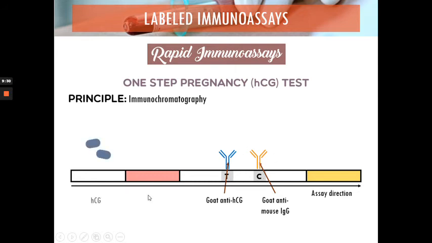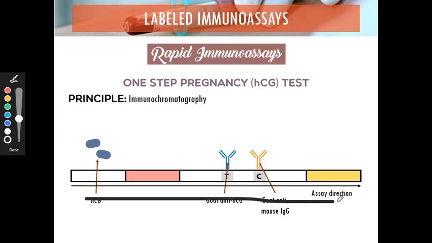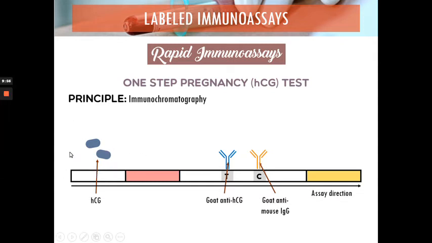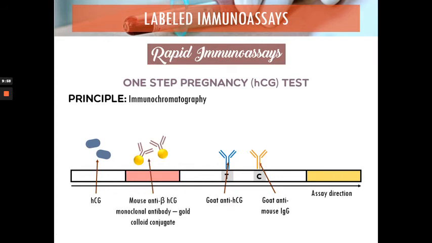Now if your sample contains HCG, the HCG serves as the antigen in the test system. When you put the sample on the sample pad, the motion goes this way. Recall that your conjugate pad contains mouse anti-beta HCG monoclonal antibody, meaning antibodies to HCG produced in a mouse.